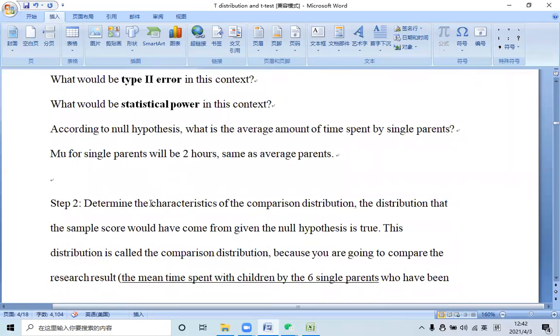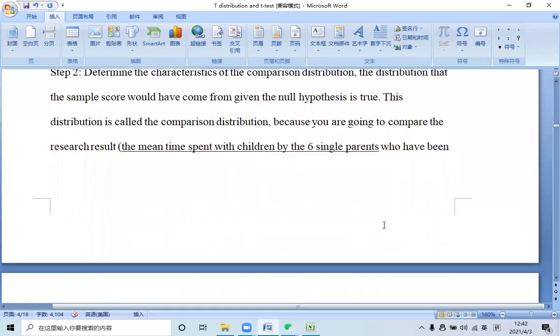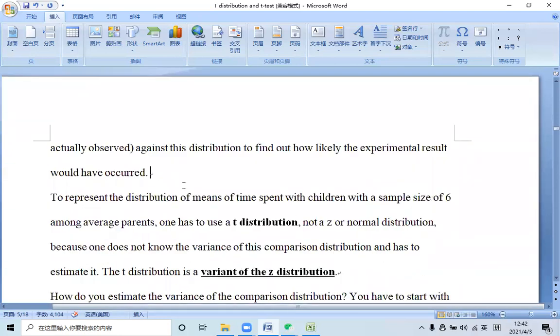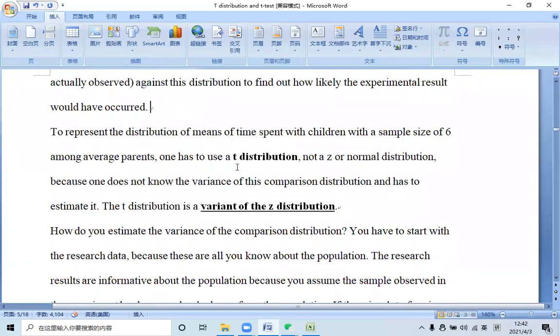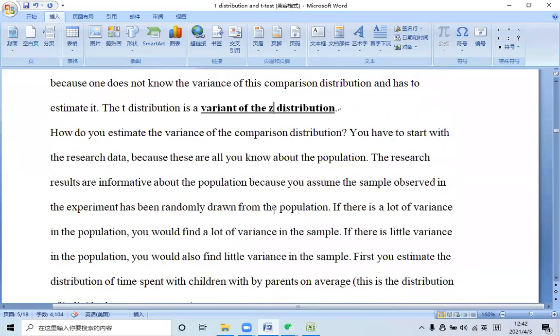First, we need to determine the characteristics of a comparison distribution. The distribution the sample square would have to come from, given the null hypothesis. So the comparison distribution. Let's see, in this case, we use a t distribution. The t distribution is very similar to the z distribution. The t distribution is similar to the normal distribution.